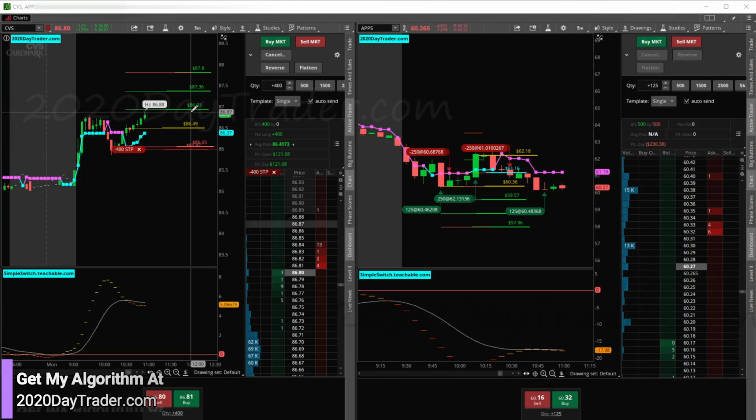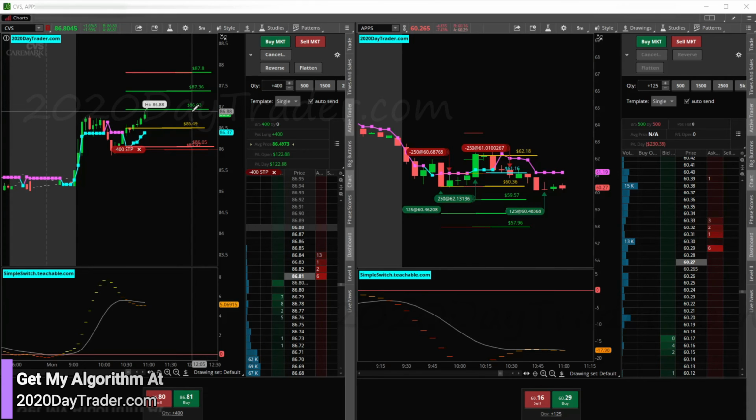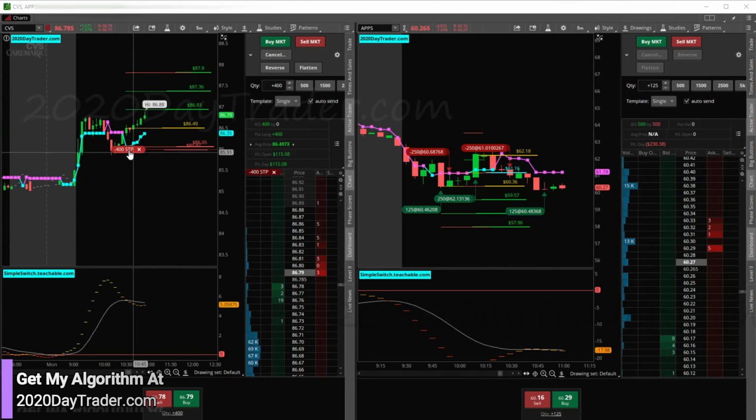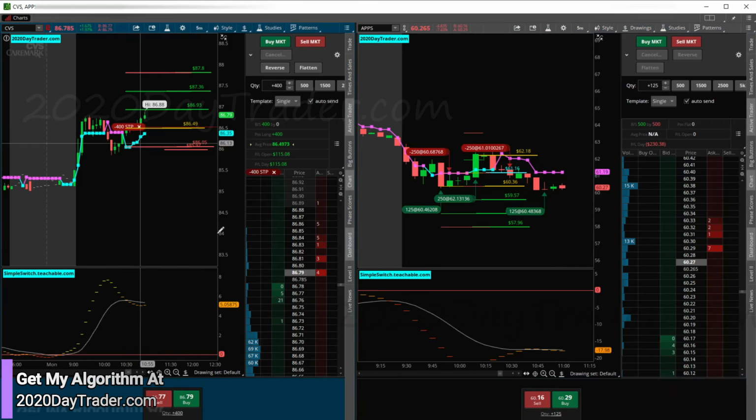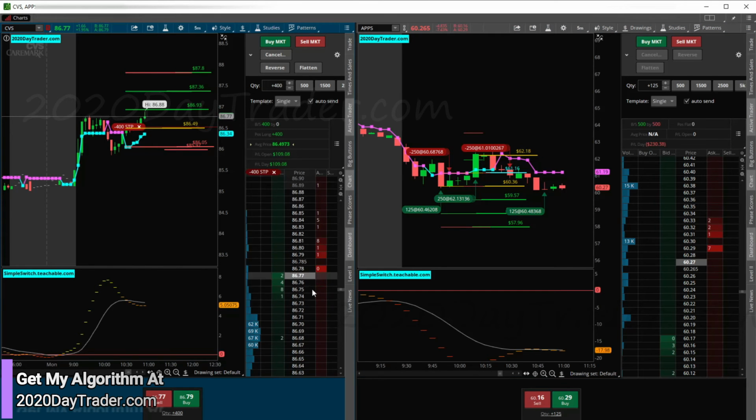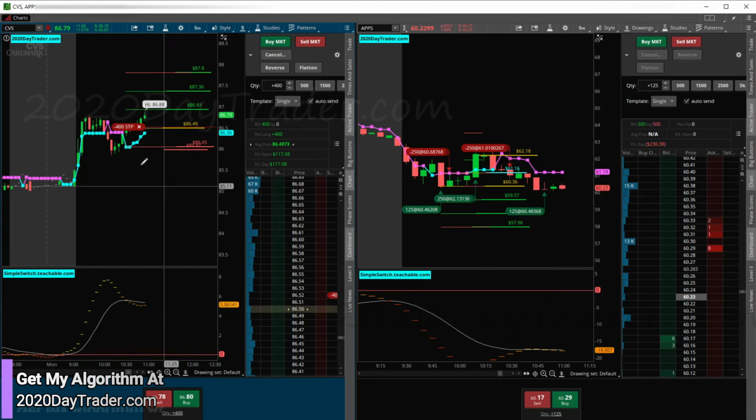All right, so we're right here at the target. We're missing it by like 5 or 6 cents. So I'm going to go ahead and move my stop now to break even plus a couple bucks. Break even based on the algo, not necessarily where I got in, although it was working out pretty good.